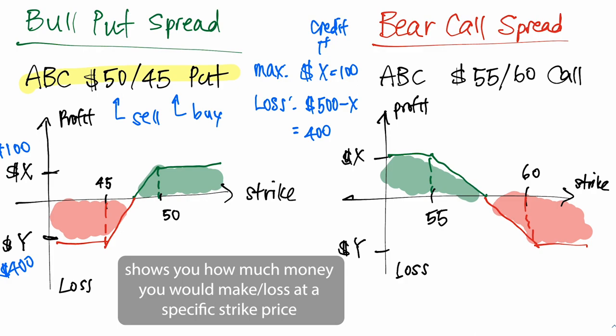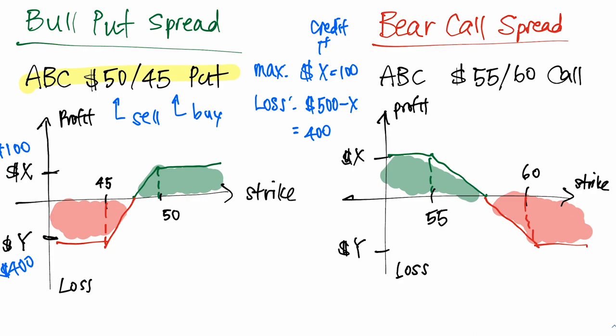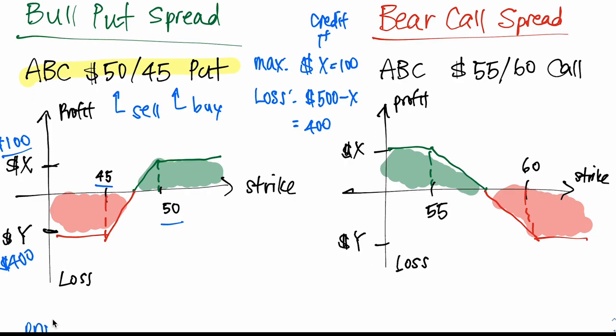A bull put spread means that as long as the price remains above the leg that you sell, which in this case is 50, you will be profitable and you'll make max profit of, in this case, $100. If it ever goes below 45, you would then make your max loss, which would be 400 in this case. Anywhere in between, you'll either make a little bit of money or lose a little bit of money. But essentially, you want it to be above 50. So in terms of profit, you want it to be greater than the $50 or the leg that you're selling.